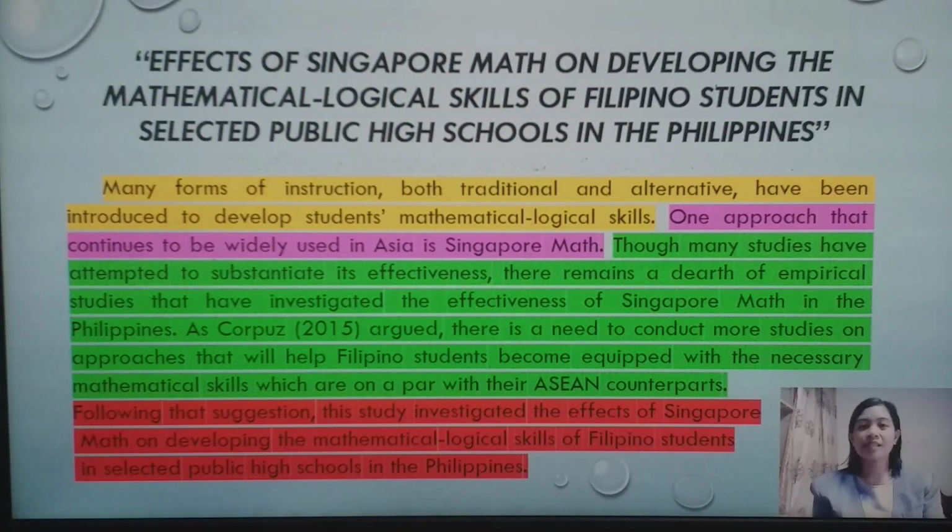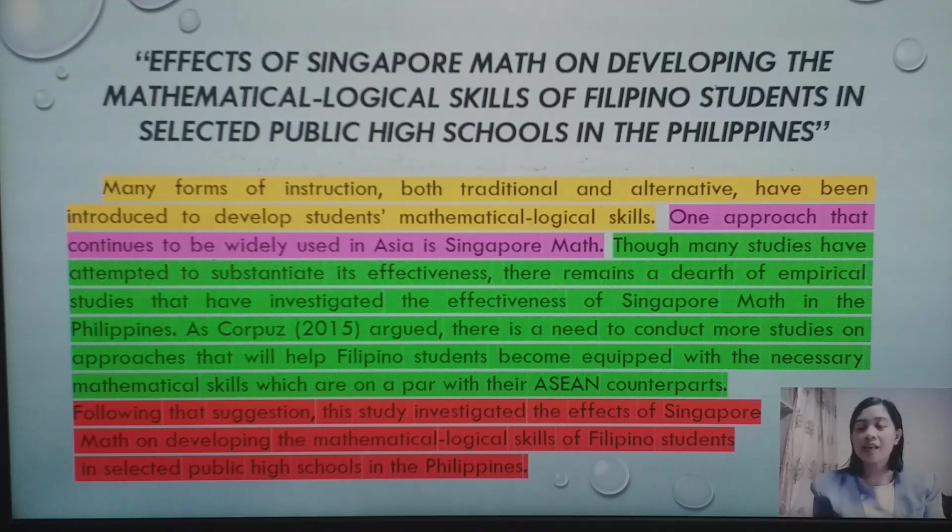Let us consider this example. The title of the study is Effects of Singapore Math on Developing the Mathematical Logical Skills of Filipino Students in Selected Public High Schools in the Philippines. The first sentence is the first component, that is the current state of the field. It states an overview about developing students' mathematical logical skills. So it states, many forms of instruction, both traditional and alternative, have been introduced to develop students' mathematical logical skills.